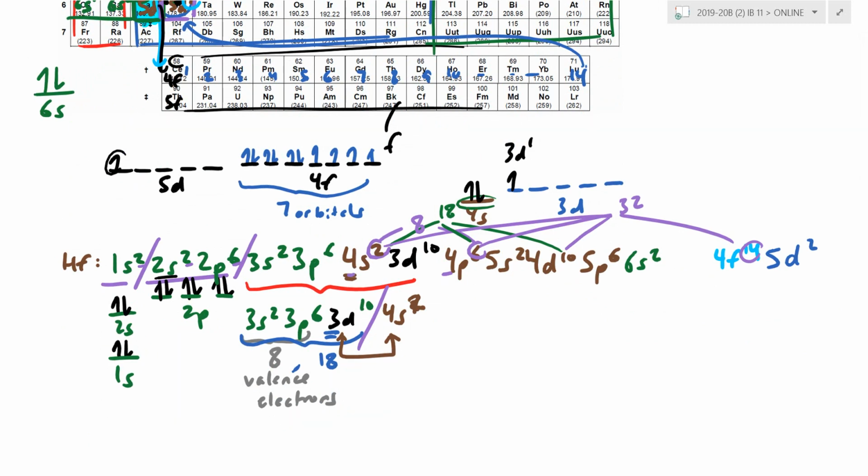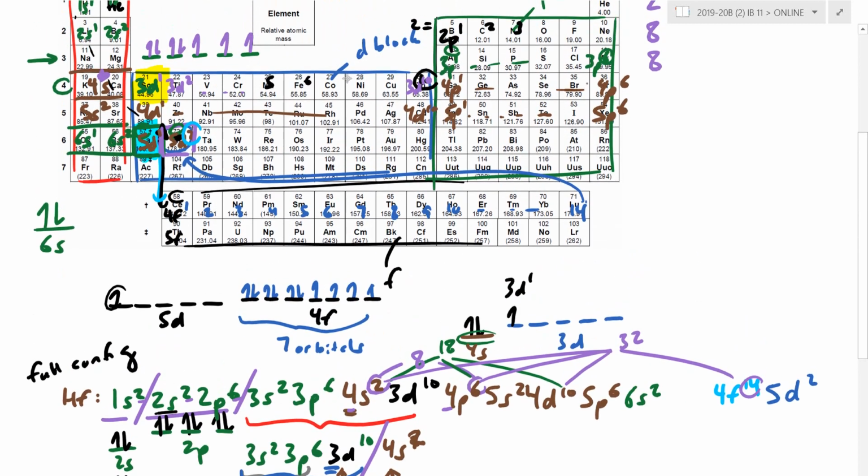So you see that that's a lot, because this one here is called a full configuration. I have a full roster of what's happening here. They will be asking you for full configuration. Really, they're only going to ask you for full configuration up to this 4p6, which is what, krypton? Okay. But I'm just showing you more details so you can do the big ones.